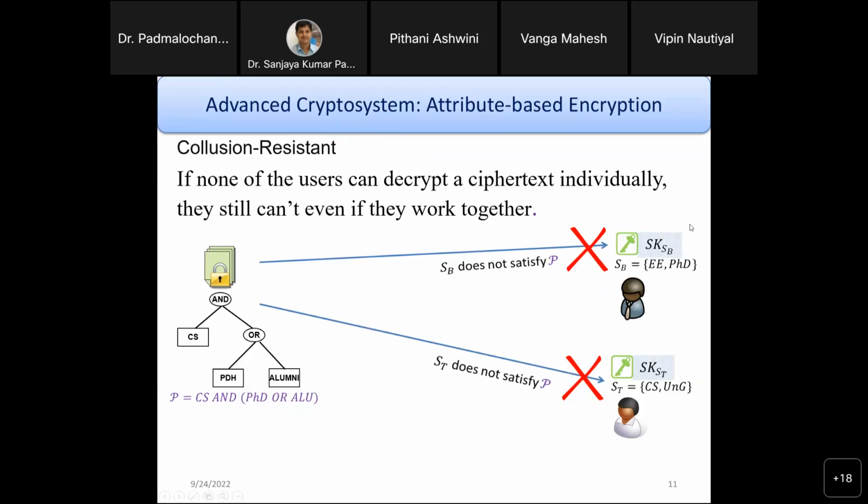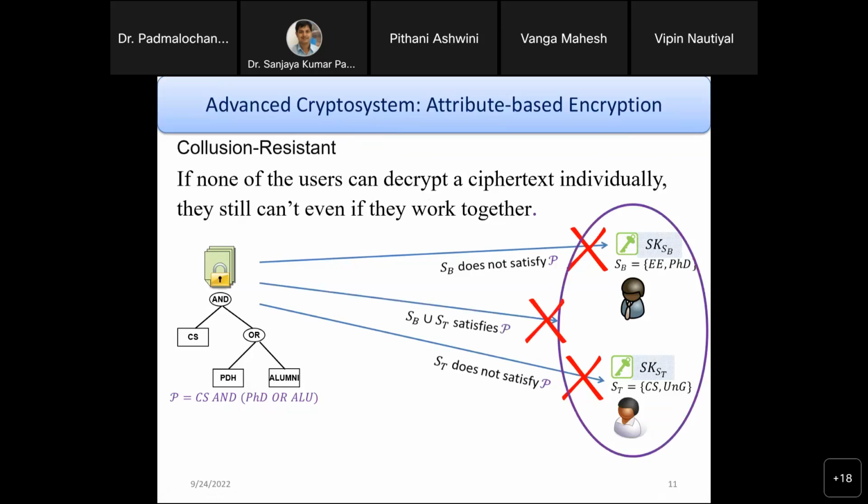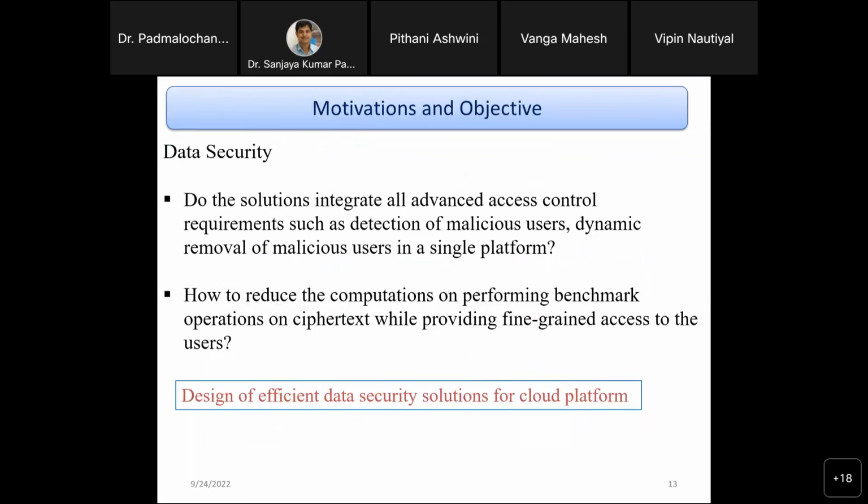Or tomorrow, one existing user leaves the system. When an existing user leaves the system, you should ensure that this user is not able to access this data anymore. At the same time, the other users are still able to access the data. So dynamic leaving and joining of users to the system has to be enforced, and that is basically part of these advanced features.